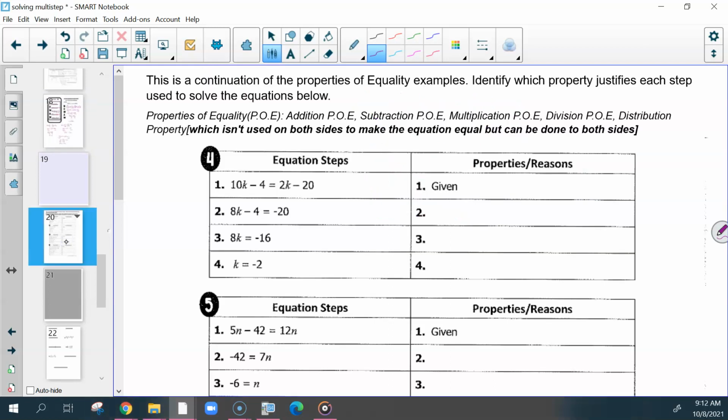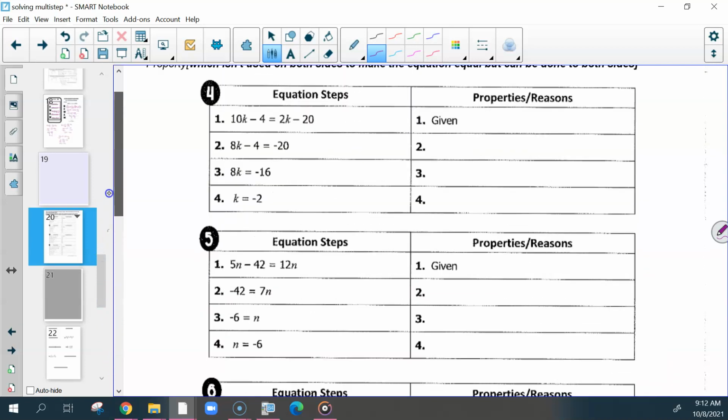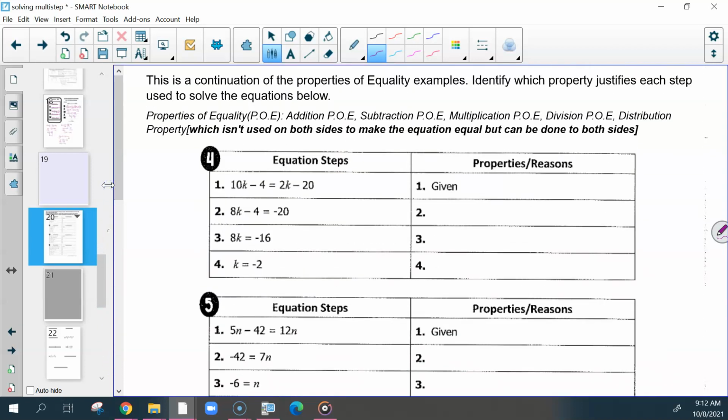Moving on to the next page. These are very similar to the first set of notes we did where they solved it for us. We just had to say what they were doing at each step. We're going to do that same thing, except now they're solved on both sides, so we have to look and see what did they do there. This has 4, 2, 3, 4, so we're going to do 2 of them, starting with number 4.